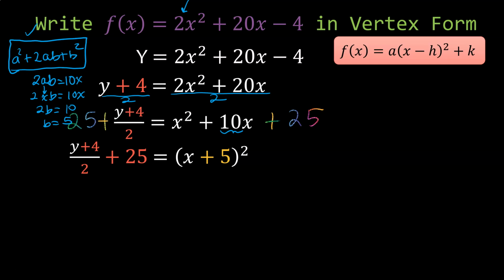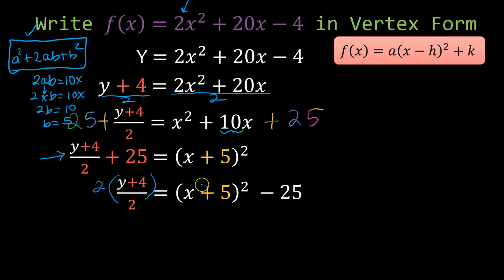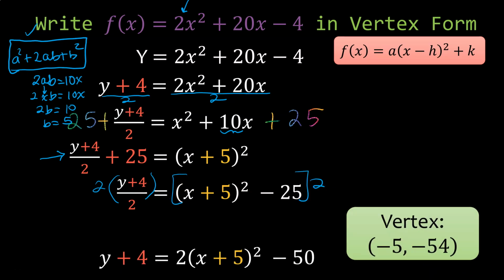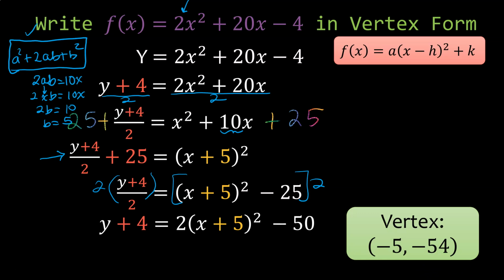So the next job is to put everything from your bed back into your closet, starting with the plus 25. To undo 25, I'll minus 25 from both sides. And then to undo divided by 2, I'm going to multiply everything by 2. And when I do that, I would have, oh, the vertex came too early.